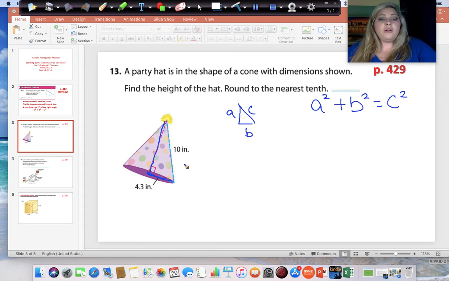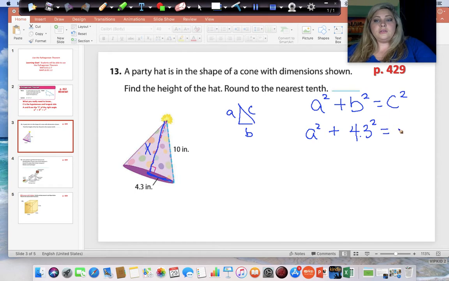Okay, so we are going to plug these numbers in. Remember, we're looking for that missing side length. Okay, so we have A squared plus 4.3 squared equals 10 squared. Now we're going to move on to multiplying out to figure out what 4.3 squared is. So 4.3 times 4.3 is 18.49. So I'm going to write that right underneath this. We need to bring down our A squared. And 10 squared is 10 times 10, which is 100.